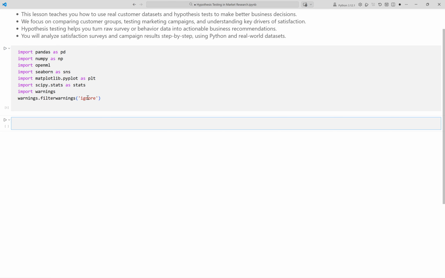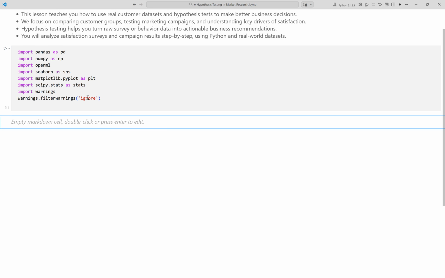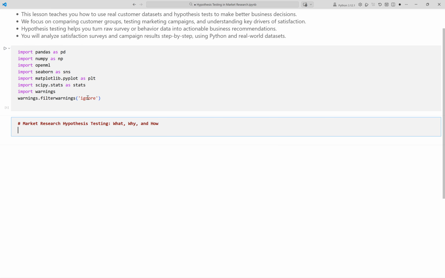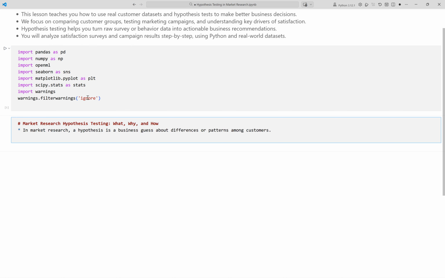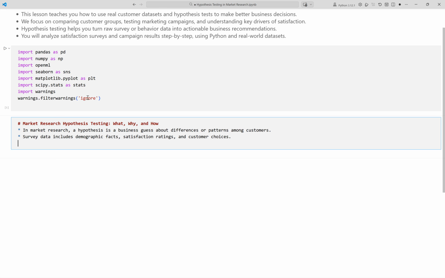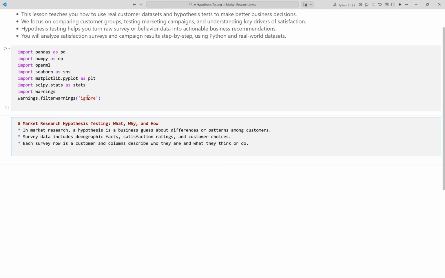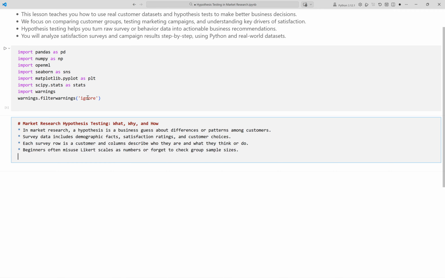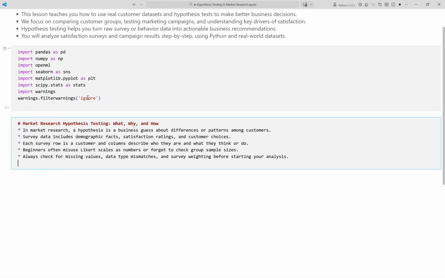Market research hypothesis testing: what, why, and how. In market research, a hypothesis is a business guess about differences or patterns among customers. Survey data includes demographic facts, satisfaction ratings, and customer choices. Each survey row is a customer and columns describe who they are and what they think or do. Beginners often misuse Likert scales as numbers or forget to check group sample sizes. Always check for missing values, data type mismatches, and survey weighting before starting your analysis.